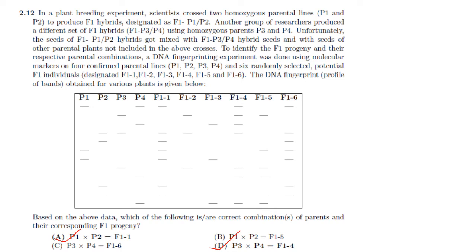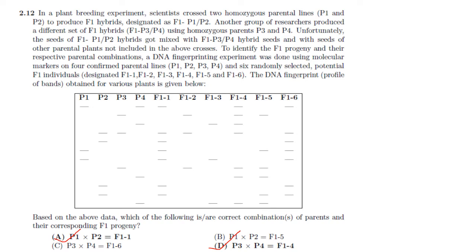To identify the F1 progeny and their respective parental combination, a DNA fingerprinting experiment was done using molecular markers on 4 confirmed plant lines P1, P2, P3, P4 and 6 randomly selected potential F1 individuals designated as F11, F12, F13, F14, F15, F16. The DNA fingerprint profile of the bands obtained for various plants is given below.